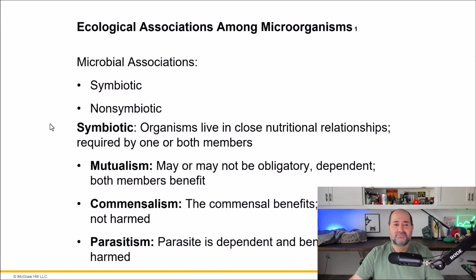Do you remember your symbiotic types? You should know that mutualism is a type of symbiosis where both members benefit. You should know that commensalism is where the commensal organism benefits. The other member is neither harmed nor benefited. And then in parasitism, the parasite benefits and the host becomes harmed.